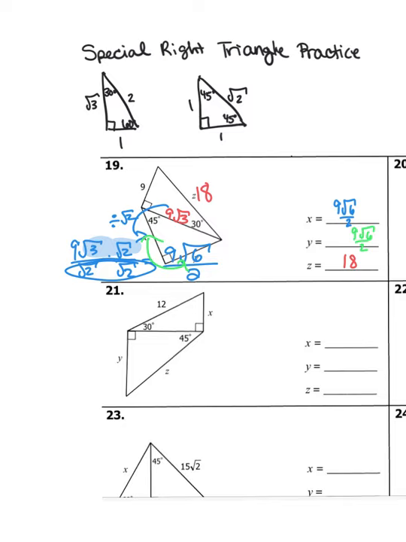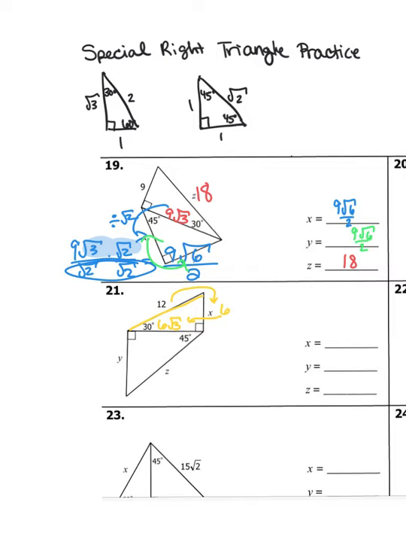For number 21, this is also a 30, 60, 90 stacked on top of a 45, 45, 90. They give me information about the 30, 60, 90. They give me the hypotenuse. I always have to relate it back to my short leg. So to go from my hypotenuse to the short leg, 12 divided by 2 is 6. To go from my short leg to my long leg, I have to multiply by the square root of 3, so this is 6 square roots of 3.